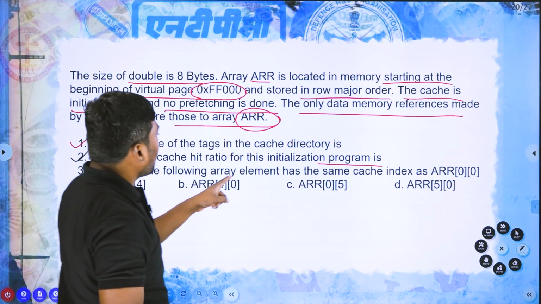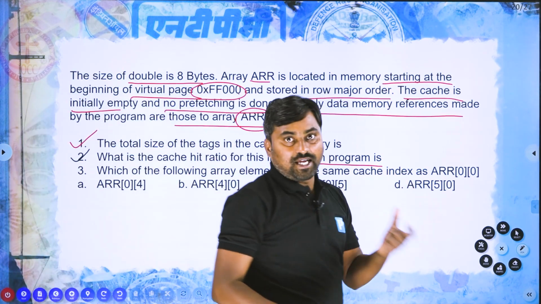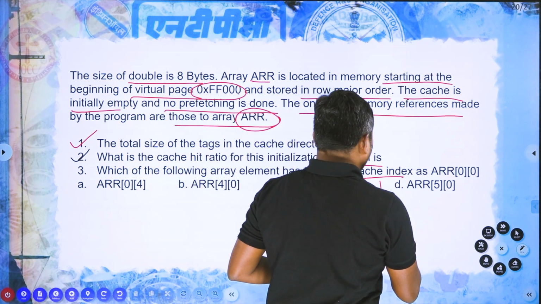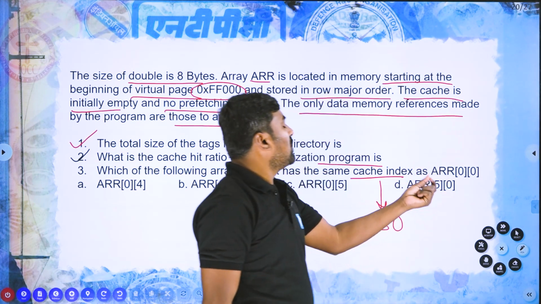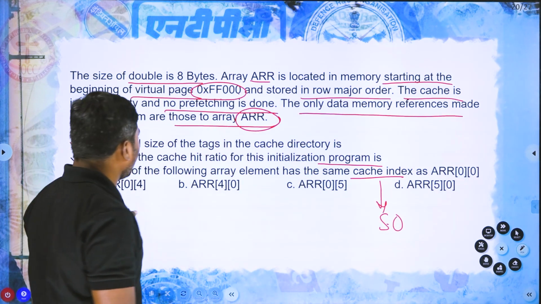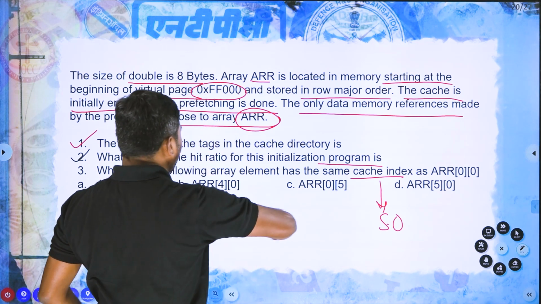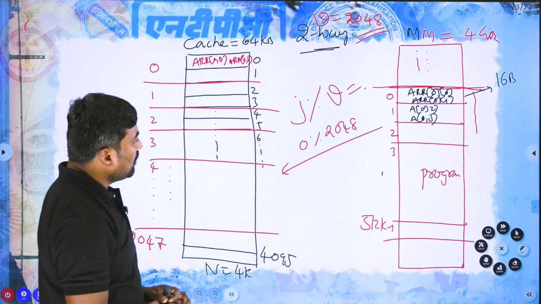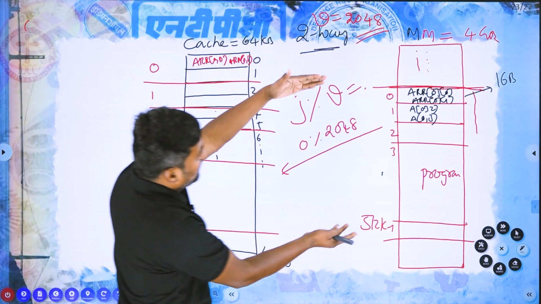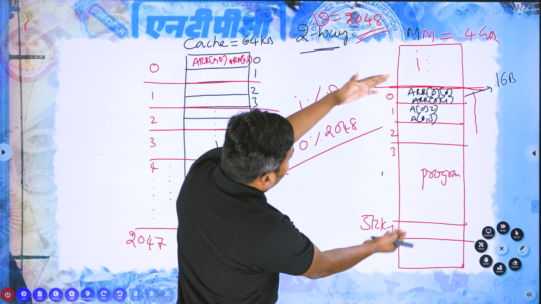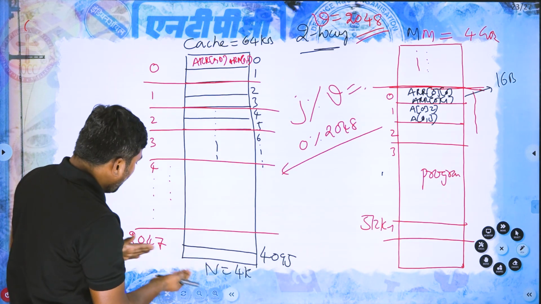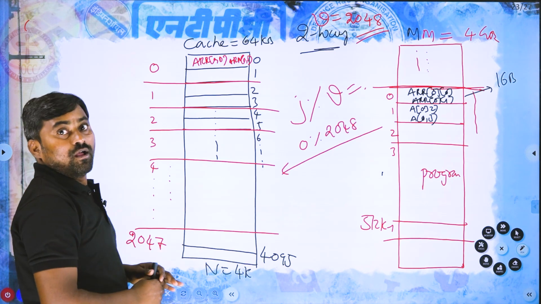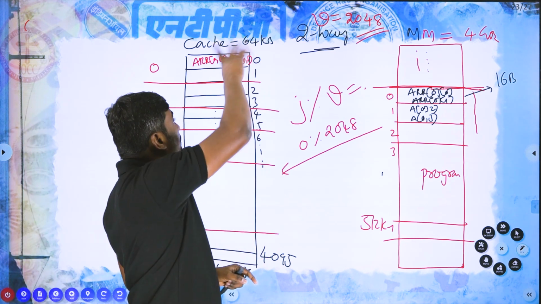Which of the following array elements has the same cache index? Cache index means the set number. Please, cache index is nothing but the set number. Getting my point? Set number is the cache index, as 00. Which of the following indexes will be the same? How to answer it? This requires some analysis. See how many blocks are there? Now 512K blocks we have to map to 4K blocks, or sorry, 2K sets we have to map it to. And the array element which is overlapping with this one.